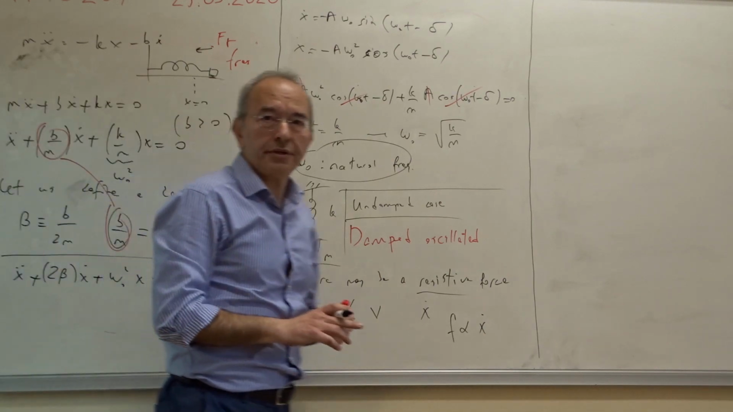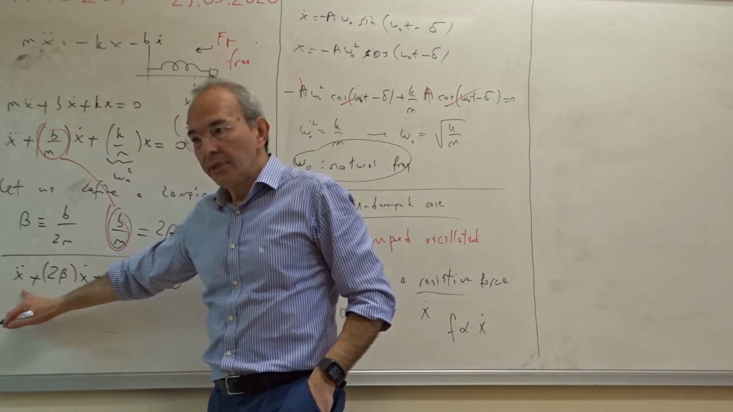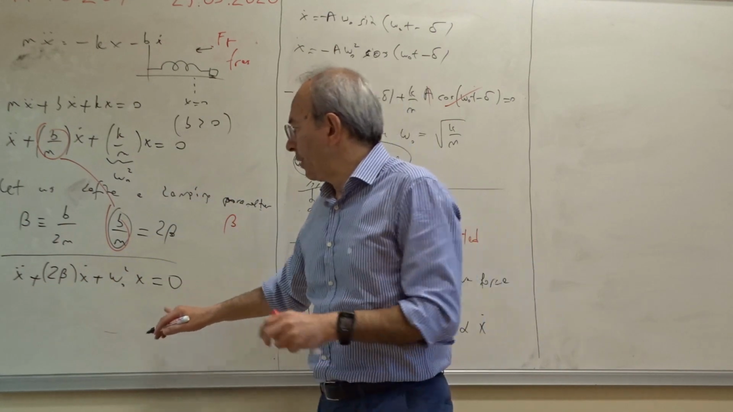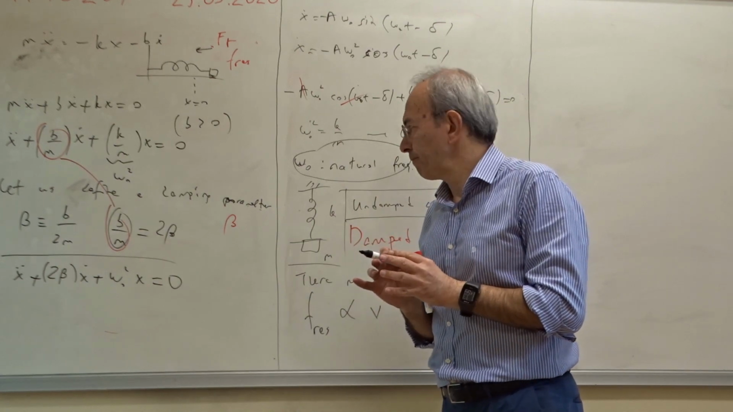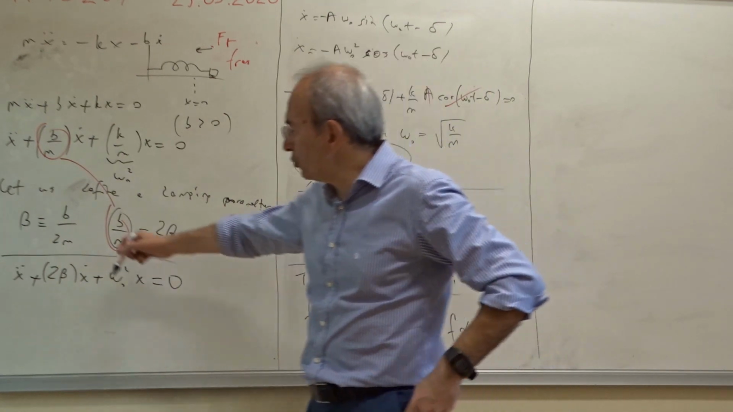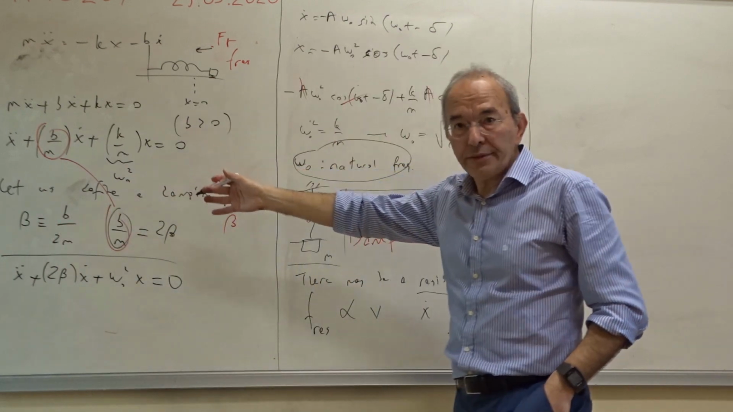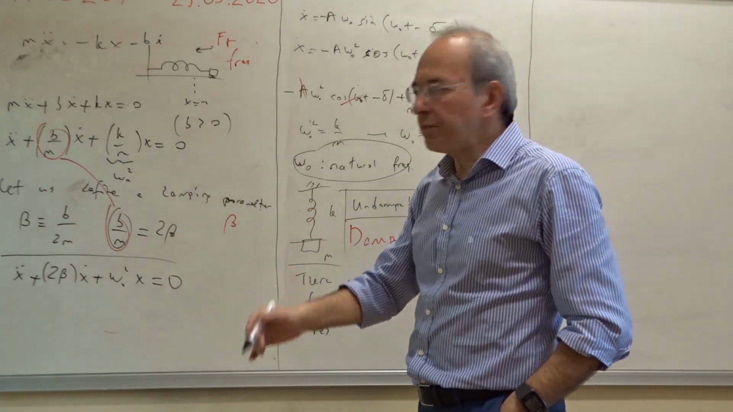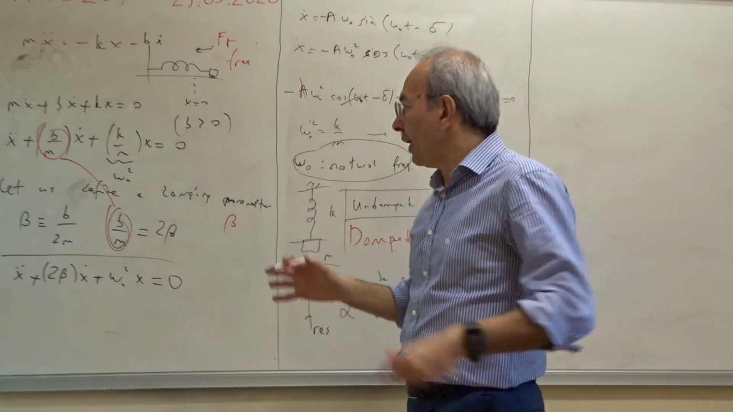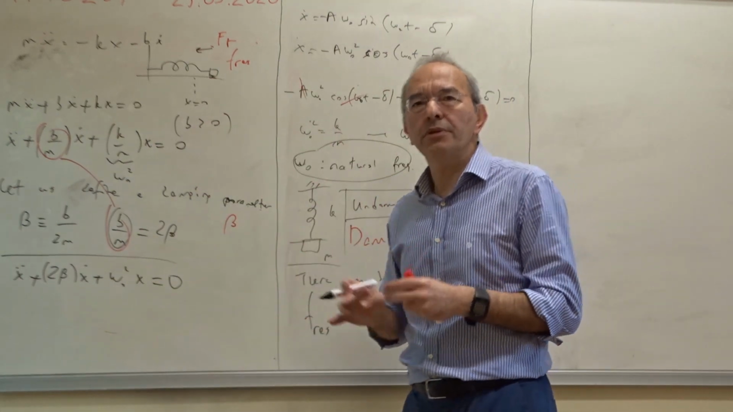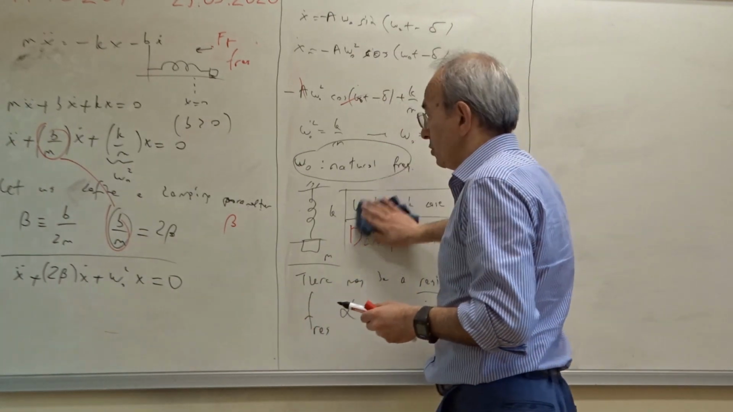What do we see here? It is a second order linear constant coefficient differential equation. It is second order because the highest derivative is the second derivative, linear because there is no square, and constant coefficient because 2 beta and omega 0 squared are just constants. It's a relatively simple differential equation. Now let's see the possible solutions for this equation.